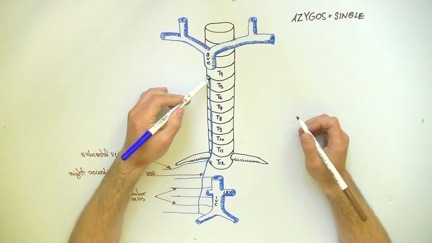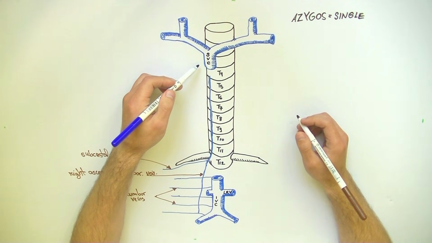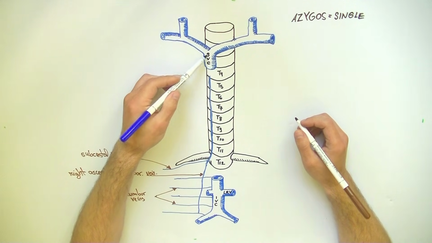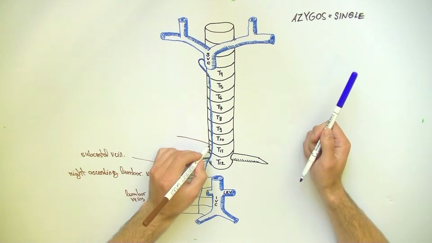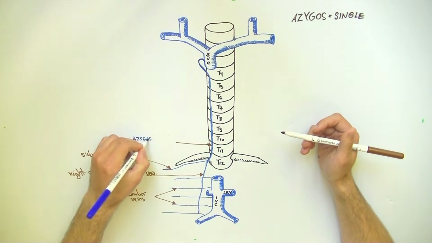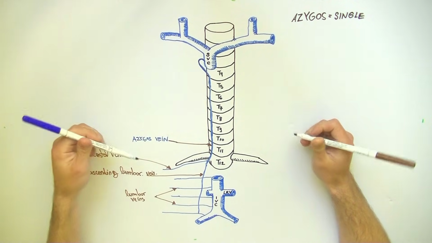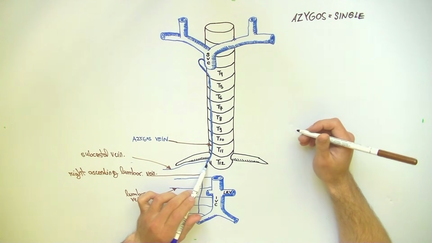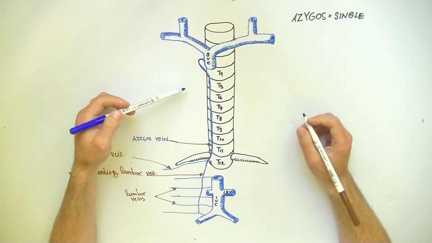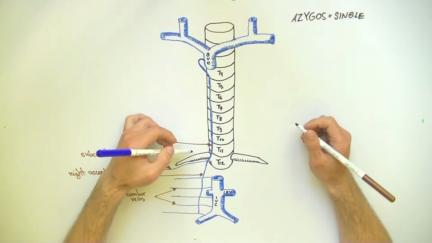At the level of the T4 vertebra, it arches forwards above the hilum of the right lung to terminate in the superior vena cava. The Azygos vein has some tributaries, and those are, of course, the subcostal vein and the right ascending lumbar vein. Also, the right posterior intercostal veins, from the one with number 5 to the one with number 11.